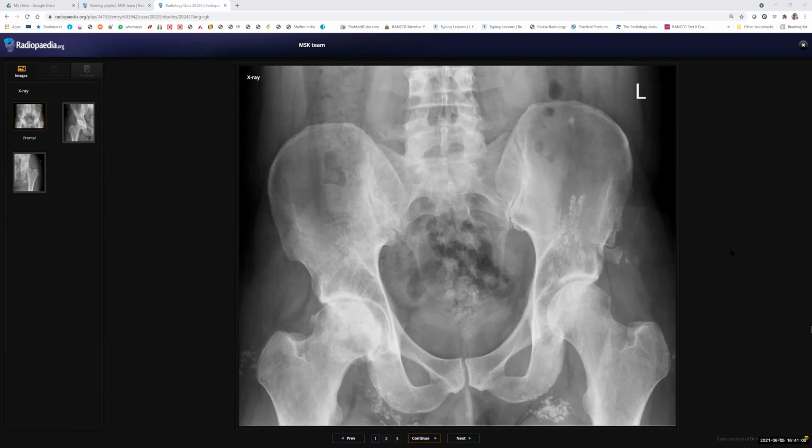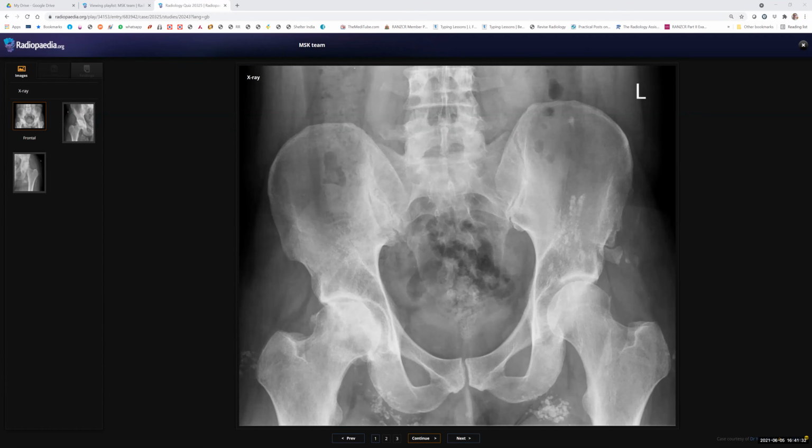Right hip pain, I can also see there is sclerosis in the femoral head. There's sclerosis with asymmetric joint space narrowing, and sclerosis of the head.